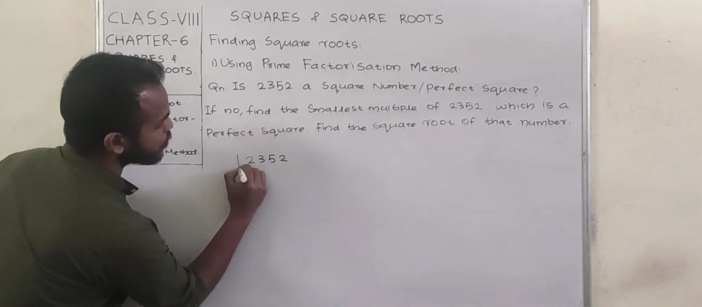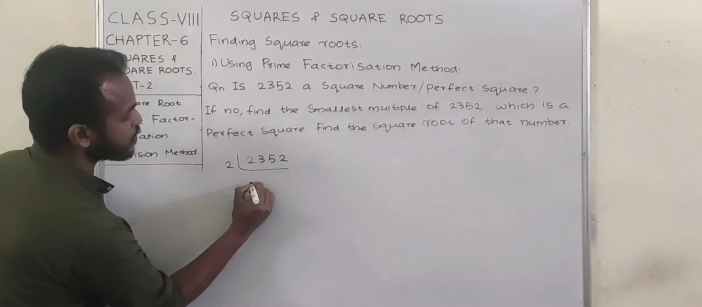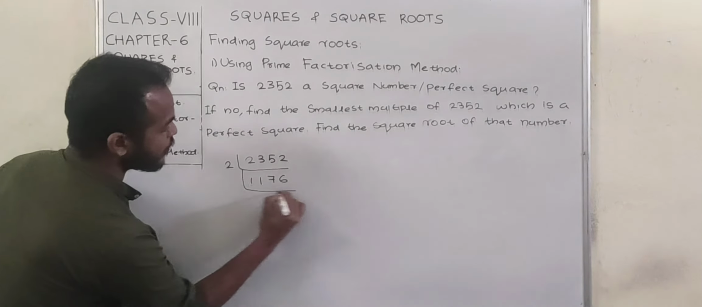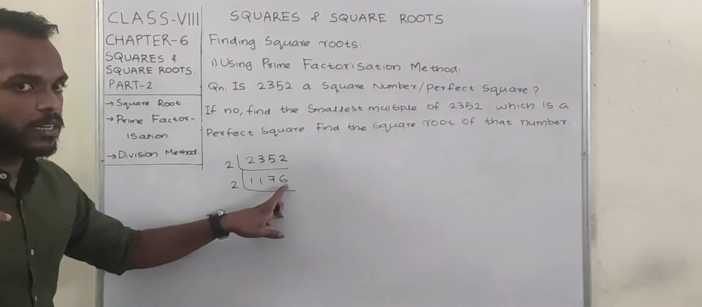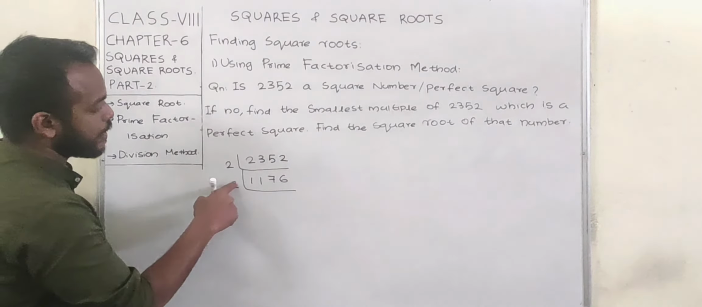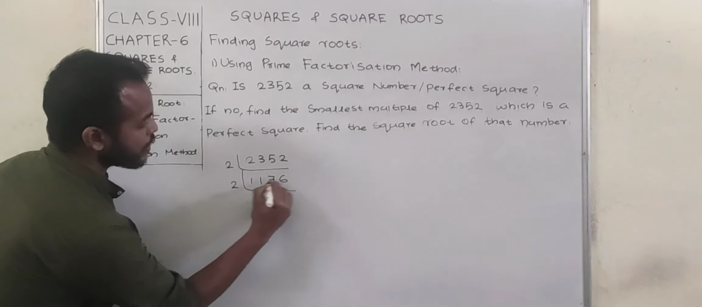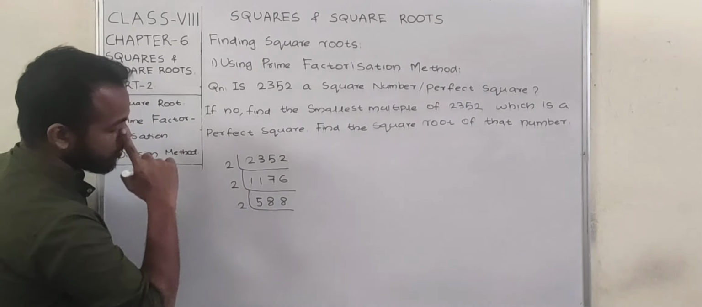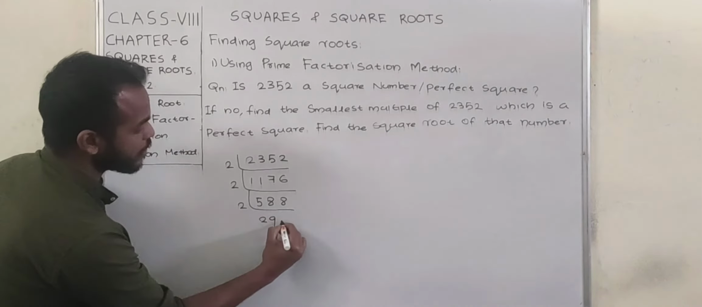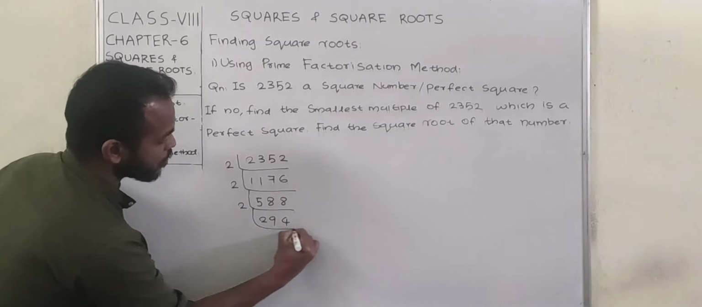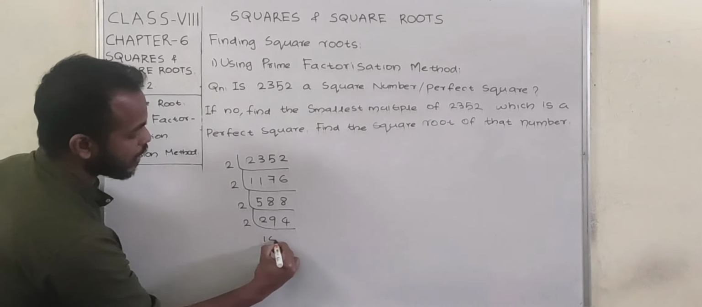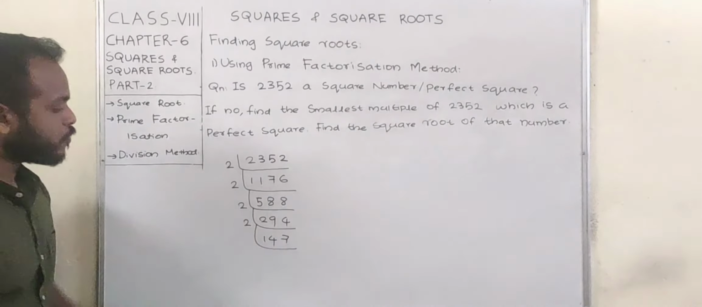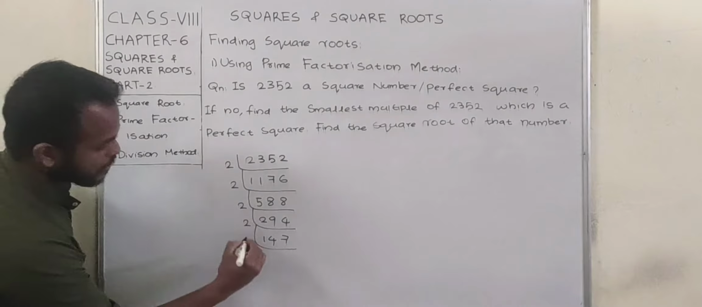2352, we will prime factorize it. 23 means 11 times 2, then 7, 6. Again we will factorize it using 2 itself, since it is an even number at the unit digit. Then 2 in 11 is 5 times, 17 means 8 times, 16 means 8. So again 2, 588 we have 294 times, then in 8 we have 4 times, then 2 we have 147 times, then 7.